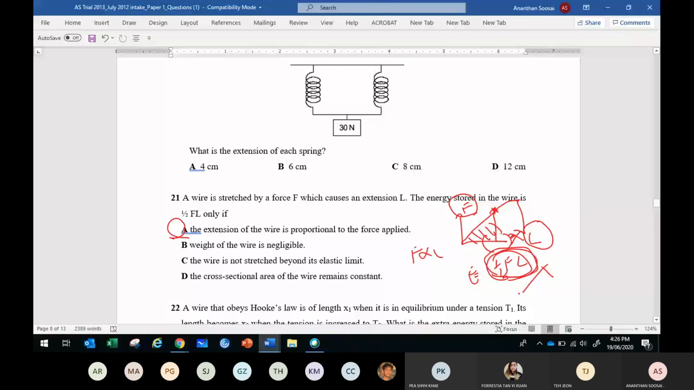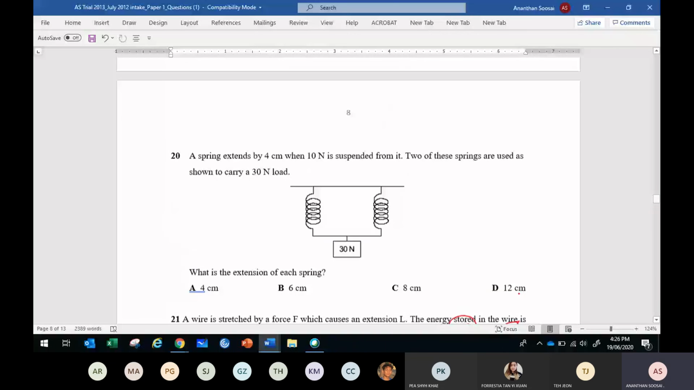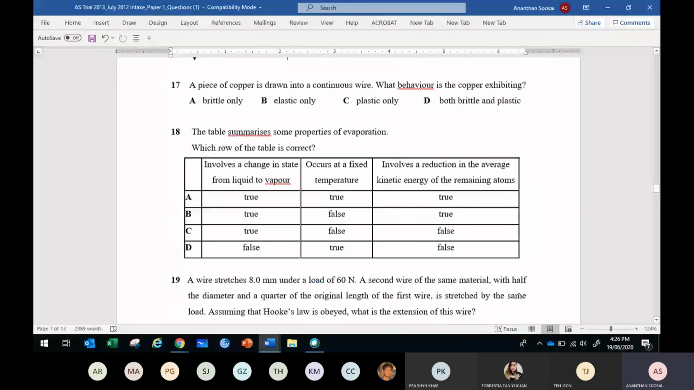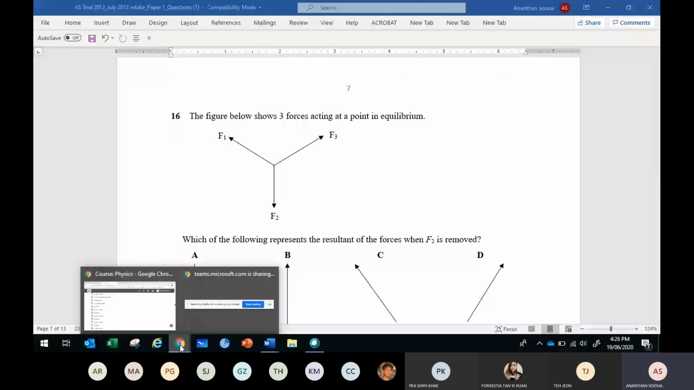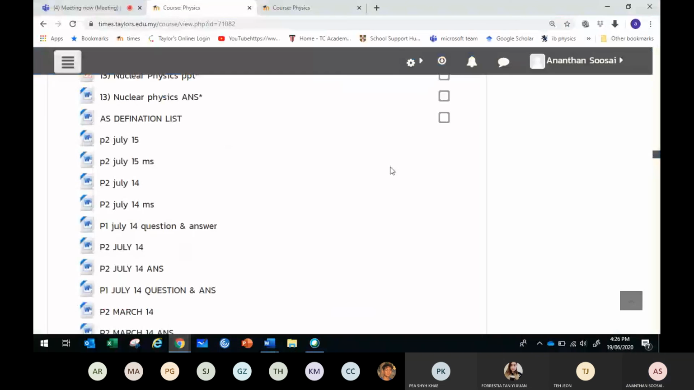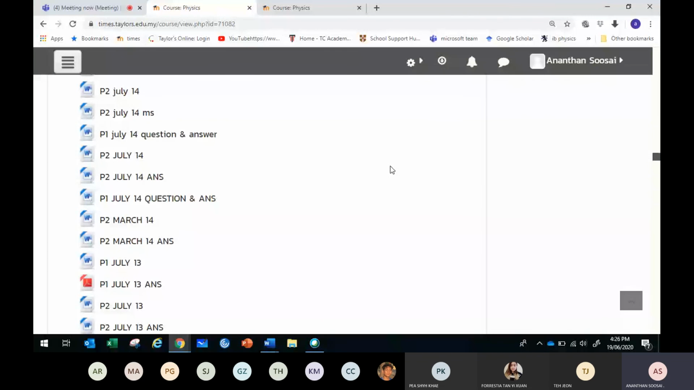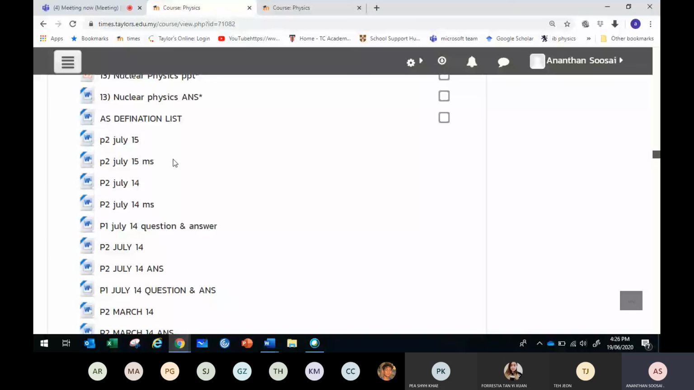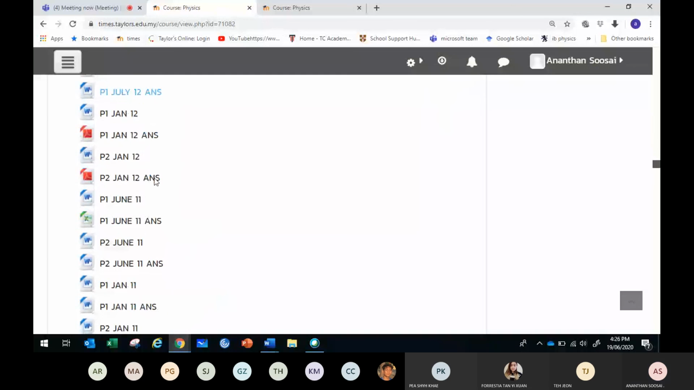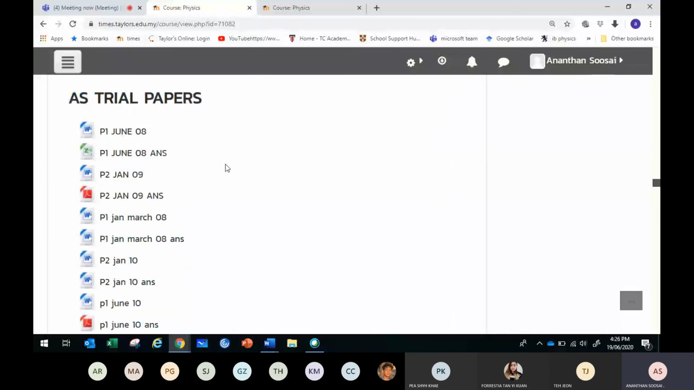Okay, class. So do more questions. You try to do as many questions as possible. Then if you're done with the semester papers, you can give a try with the AS trial. AS trial papers are more challenging, but the more questions you explore, the more prepared you are for the semester exams.